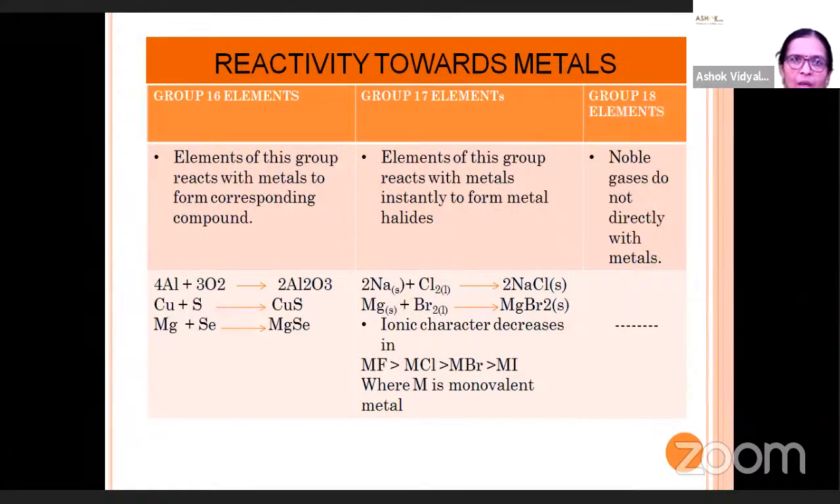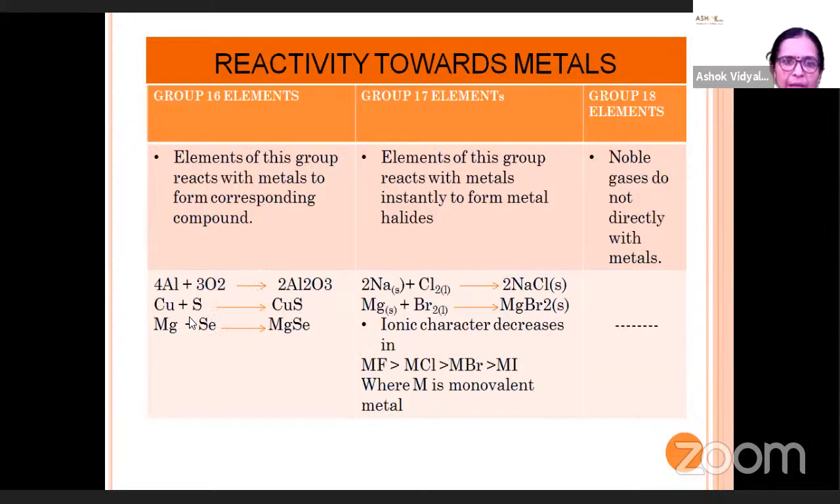Reactivity of these group 16 and 17 elements towards metals. Group 16 elements react with different metals to form corresponding compounds. For example, when the first member of group 16, that is oxygen, reacts with a light metal like aluminium, it forms the compound Al2O3, means 4 atoms of aluminium combine with oxygen to form Al2O3.